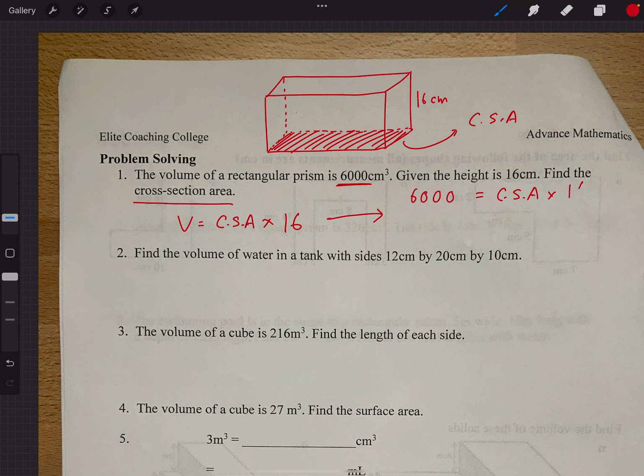To find the cross-section area, we do a reverse. We take 6,000 and we divide it by 16. Let's simplify this. Let's divide the top and bottom by 4. What's 60 divided by 4? That's going to give me 15, so that's going to be 1500. And 16 divided by 4 gives me 4. I can keep dividing further. Let's divide by 2 next. Divided by 2, I get 750 on top, and 2 on the bottom. I can divide by 2 again.